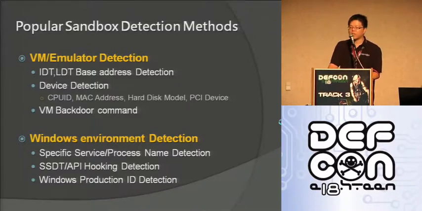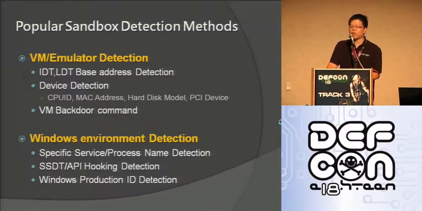They can also check for devices, because in VM environments or emulators, for example, the CPU IDs tend to be very unique. The model name tends to be very unique. They also have very specific PCI devices. So if they check against these special hardware specifications, they can recognize whether they are in a VM environment or emulator. And after all, they can also try to launch backdoor commands, because these undocumented backdoor commands are only available when you are inside an emulator environment.